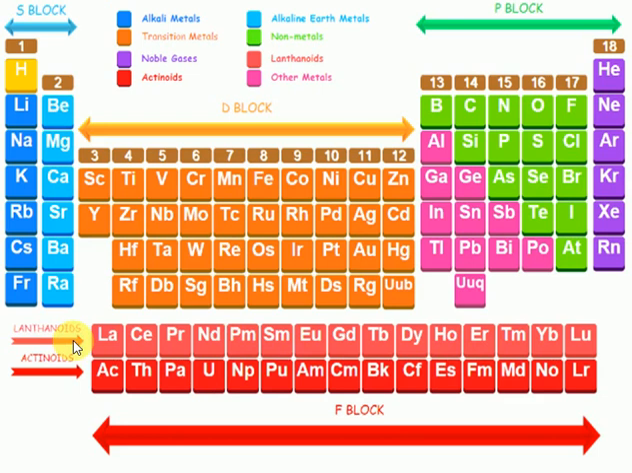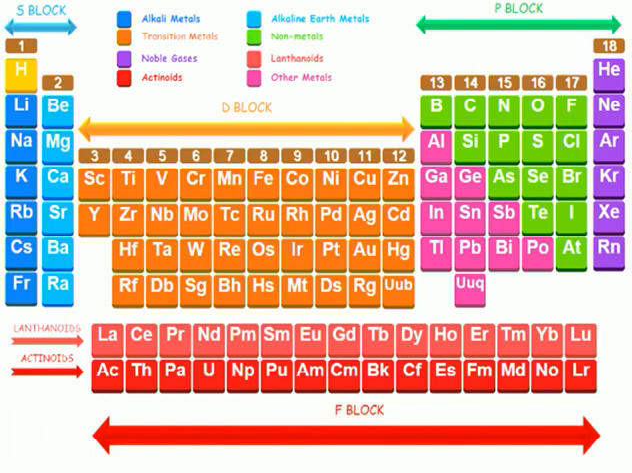Lanthanides are also called the 4F series only. Why are they called the 4F series? Because the differentiating electron goes into the 4F orbital. If the differentiating electron goes into the 5F orbital, it is called the 5F series only. That's nothing but the actinides only. So students, today I'm going to discuss the F block elements in more detail.